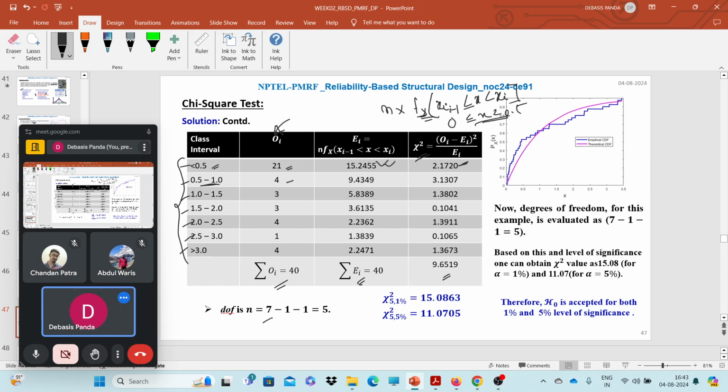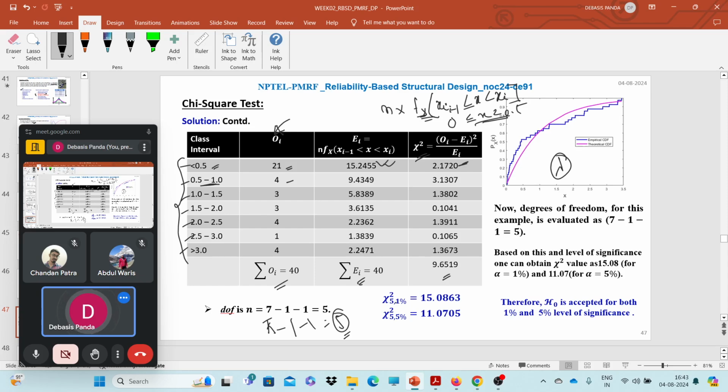Now, what will be the degree of freedom of this chi-square? Let's say k was 7, minus p, the number of parameters. How many parameters are there in an exponential distribution? Only one parameter, that is lambda. So 7 minus 1 minus 1, that means 5. Now, the degree of freedom for this chi-square value is 5.